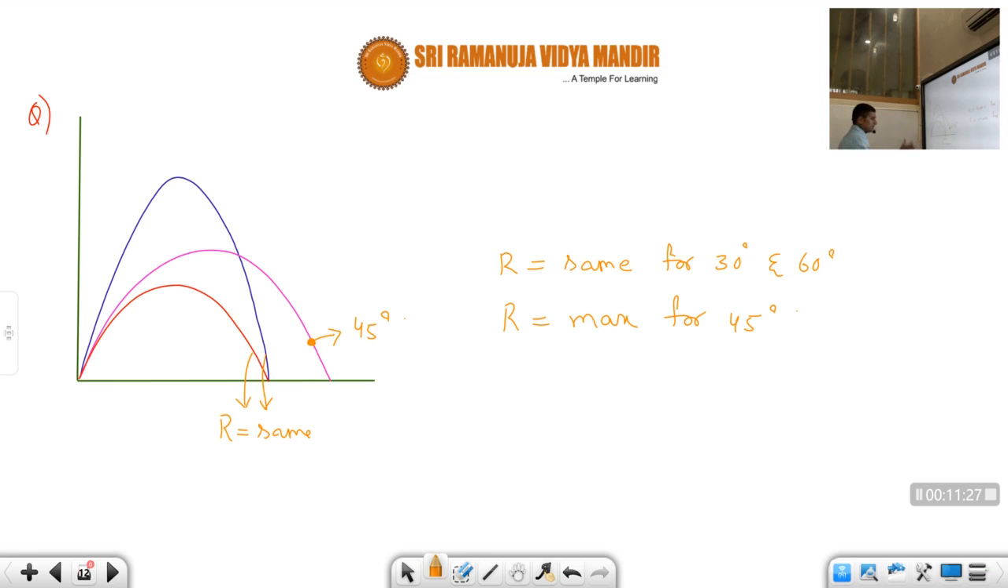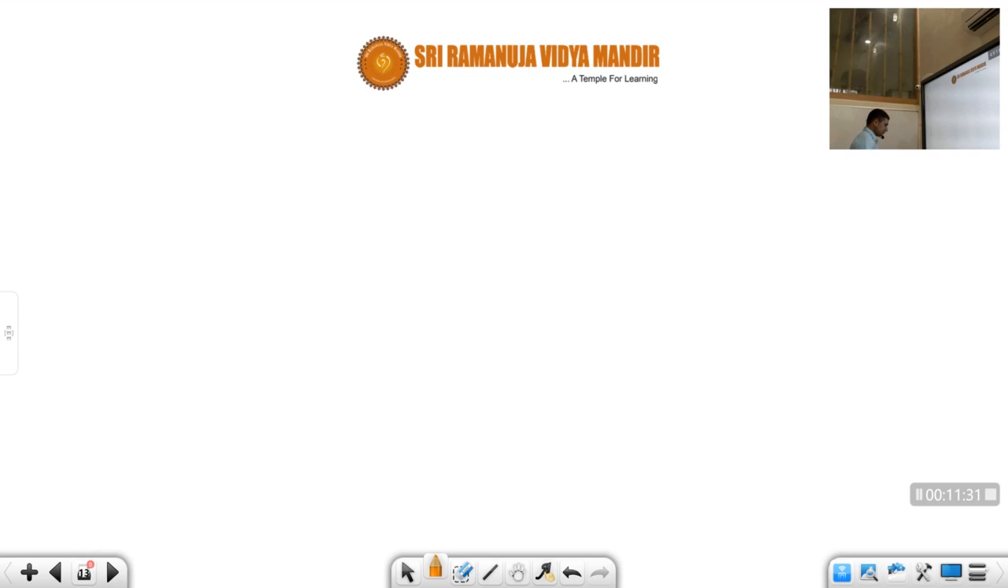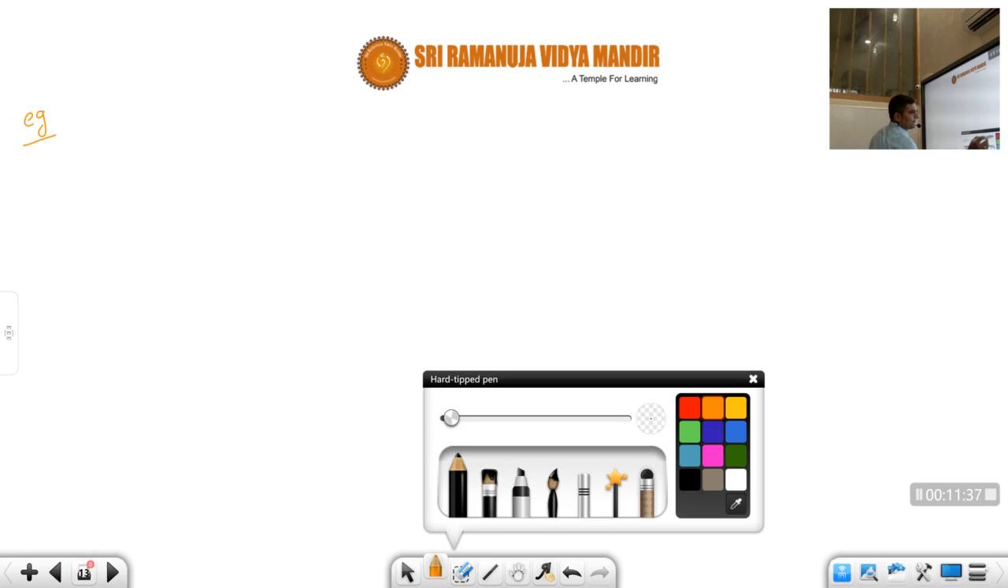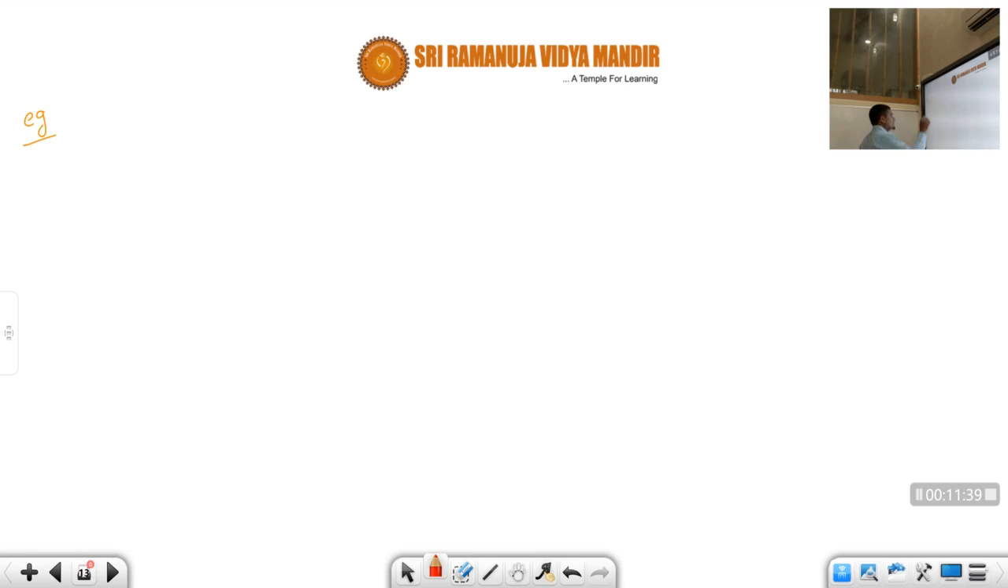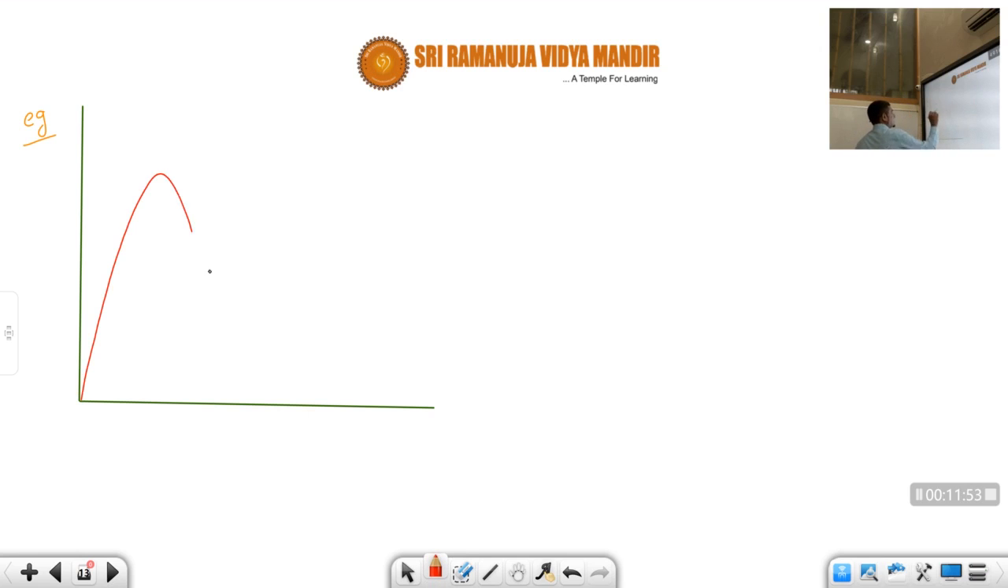Sometimes they'll also give in terms of diagrams. So let us solve one diagram question, students, which is very, very important. From the diagram you should tell. That's why I told you before. Now I am giving one diagram problem. Now there are three projectiles. This is one.